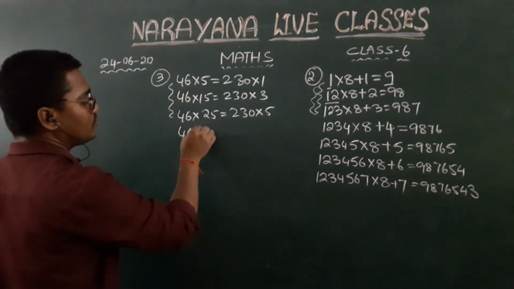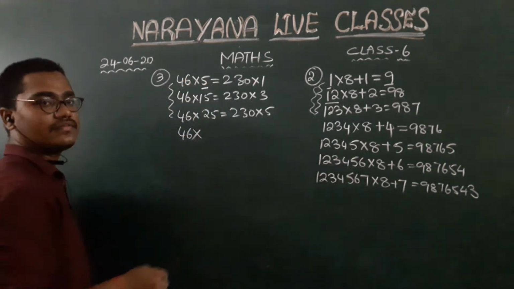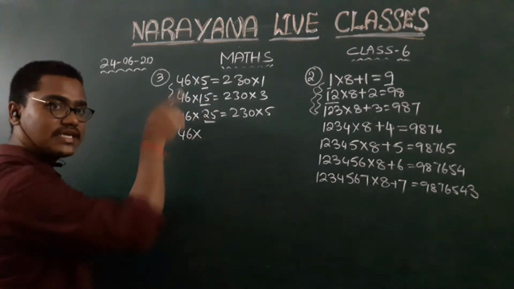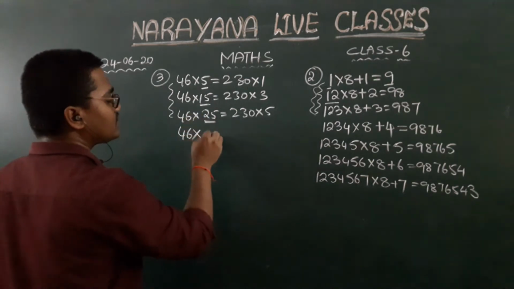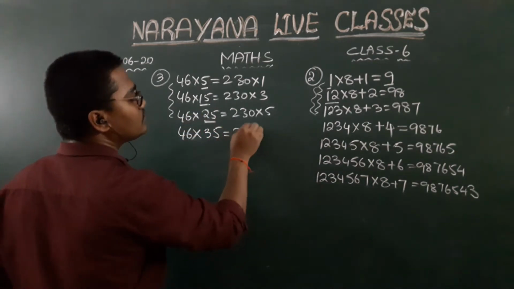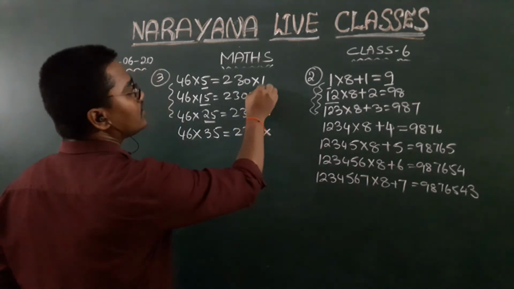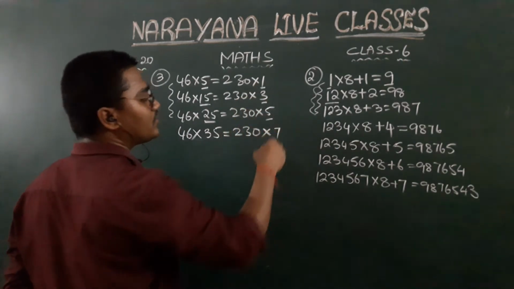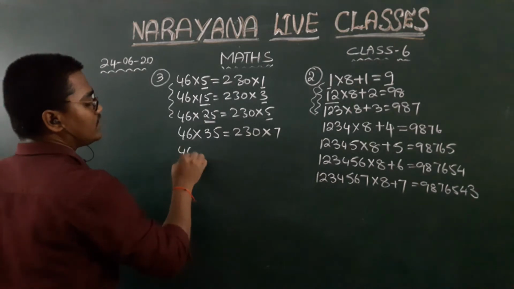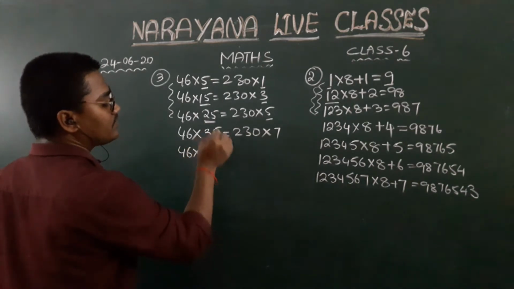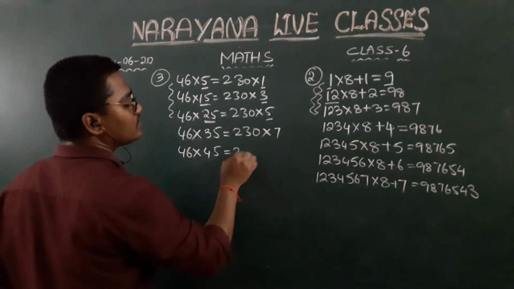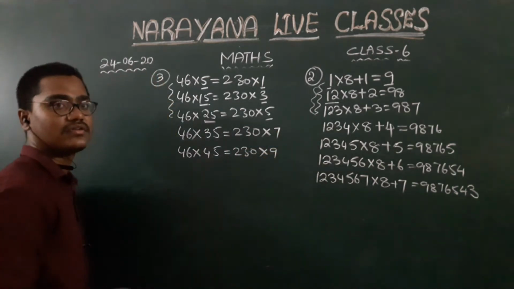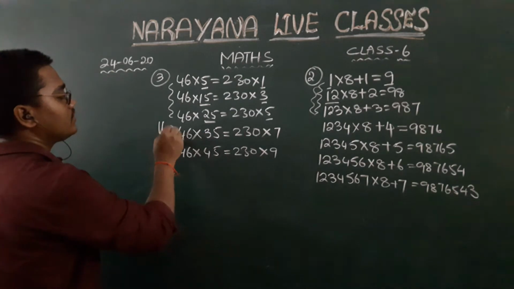So 46 into, see here in the first step it was 5, next it has become 15, that means 10 has been increased. Next it has become 25, that means again 10 has been increased. So 25 plus 10 is nothing but 35, is equal to 230 into, the numbers you can observe over here are odd numbers, children. So 1, 3, 5, next odd number will be 7. So 46 into 35 is equal to 230 into 7, and then 46 into 45 is equal to 230 into, next odd integer will be 9. I hope it is clear to everyone.